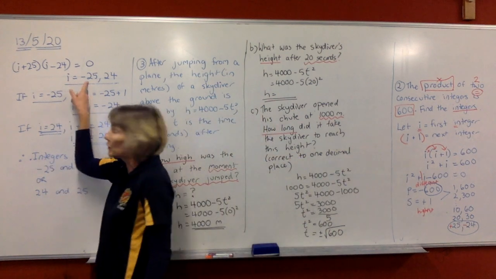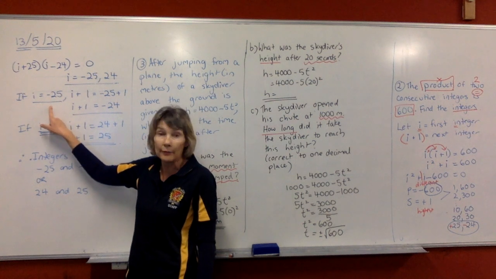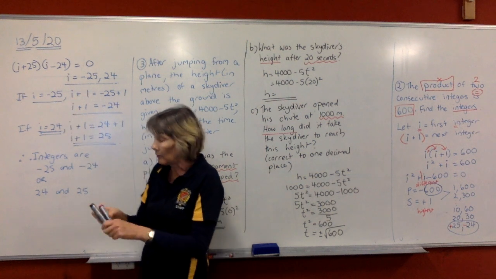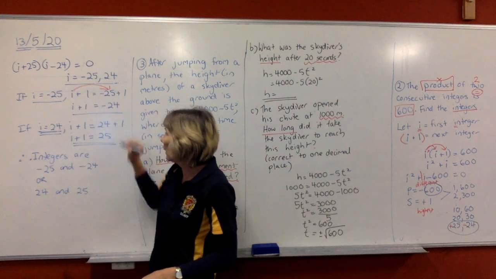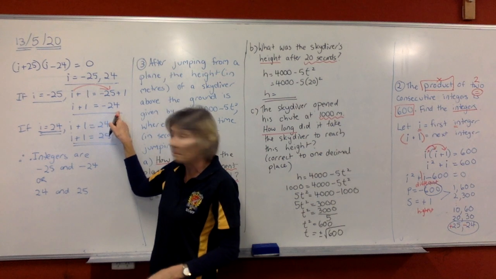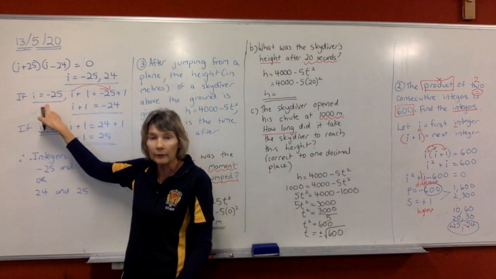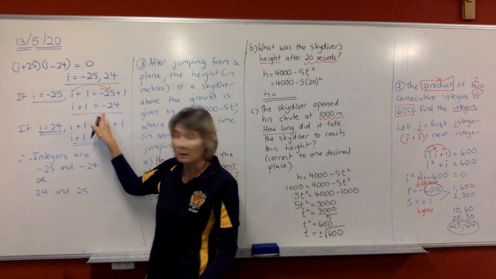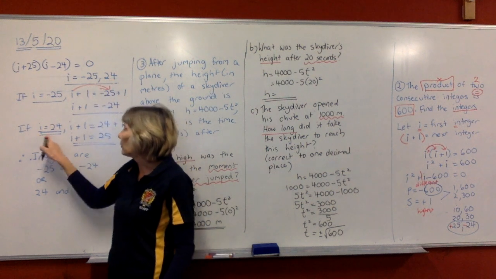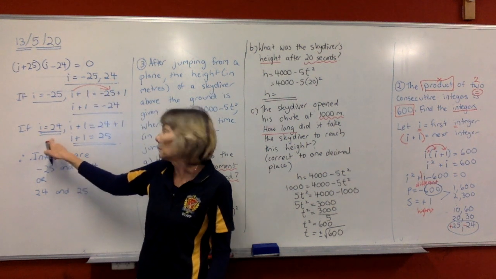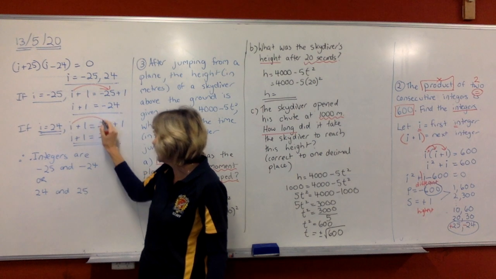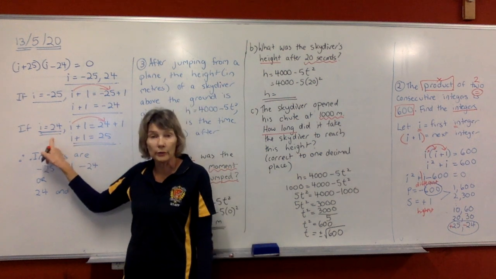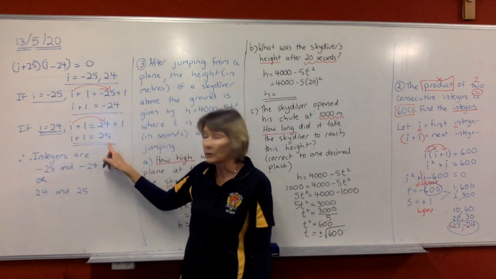So I'm going to take the first I value that we got up here, minus 25, and use that to find I plus 1. I'm going to put my minus 25 in for I, and then add the 1, and it gets me minus 24. So I've got an integer of minus 25, and the next consecutive integer is minus 24. That makes sense. Then I'm going to take the other I value of 24 and put that in to find I plus 1. I put the 24 in for I, work that out, and it gives me 25. So I've got a first integer of 24, and the next consecutive integer is 25.